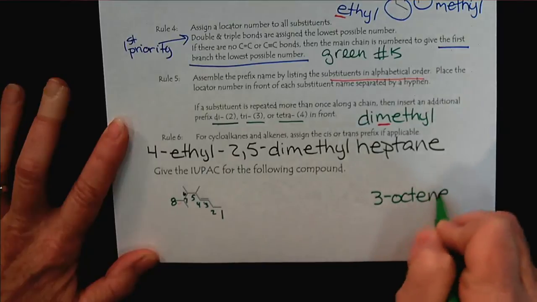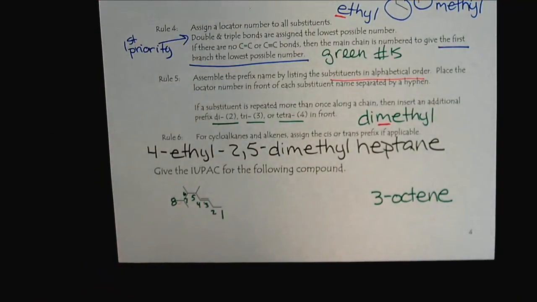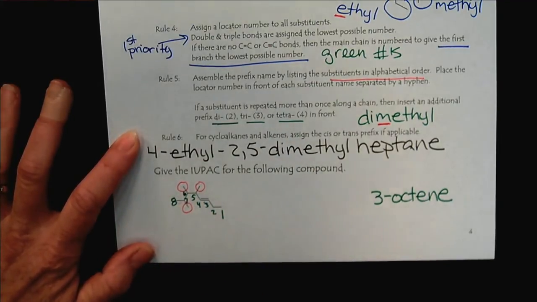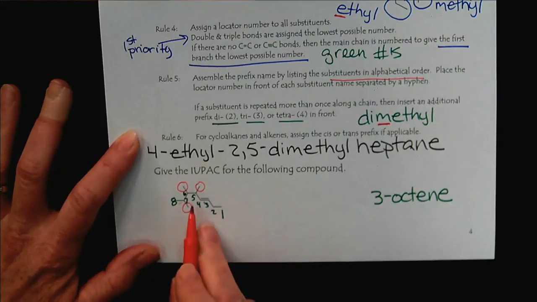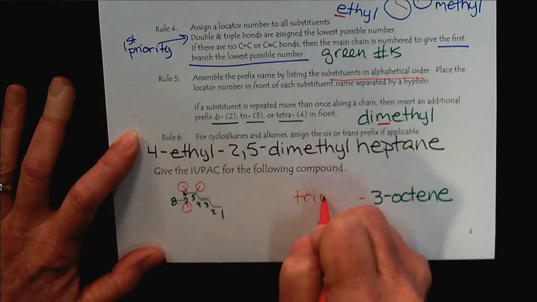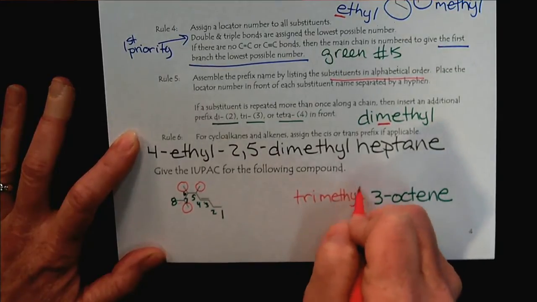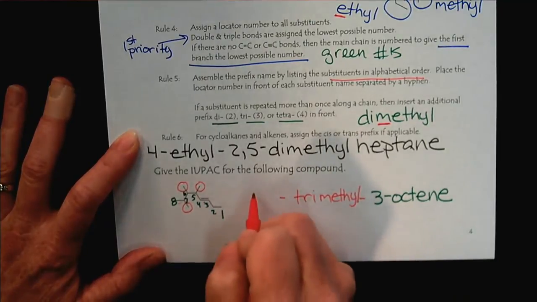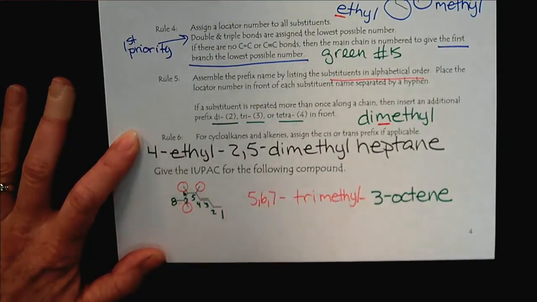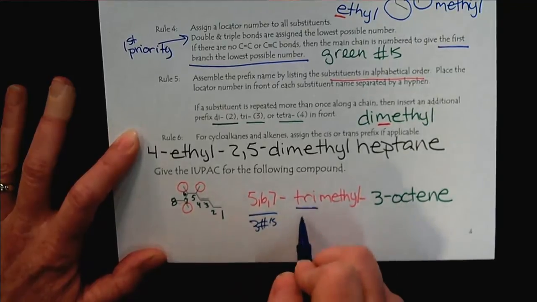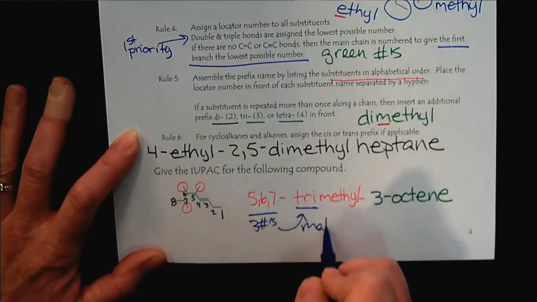So that would be 3-octene. Then we can look at our substituents. This time we have 3 methyl groups. All right, so that would be trimethyl. And we have to tell everybody where they are. So that would be 5, 6, 7. Notice that if we have 3 numbers here, we better have a tri, right? This always has to match.